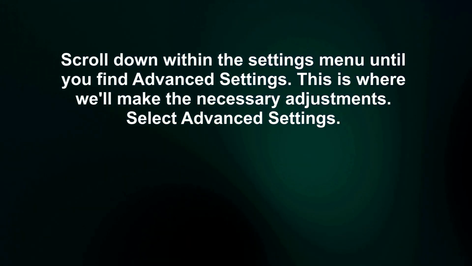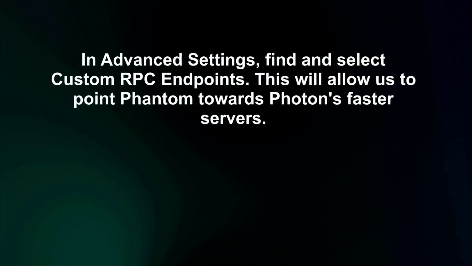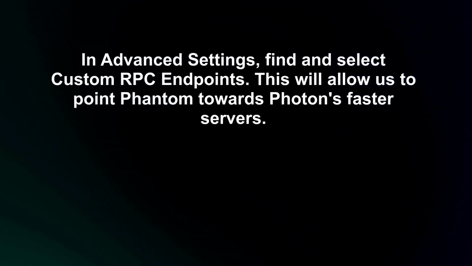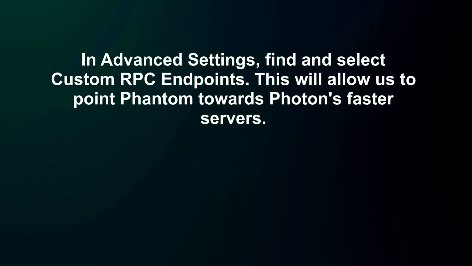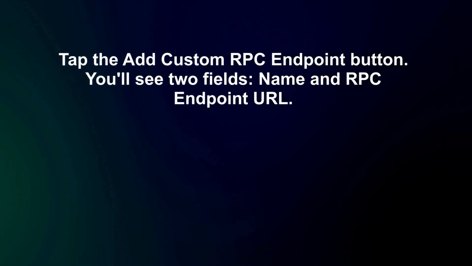Select advanced settings. In advanced settings, find and select Custom RPC Endpoints. This will allow us to point Phantom towards Photon's faster servers. Tap the Add Custom RPC Endpoint button.